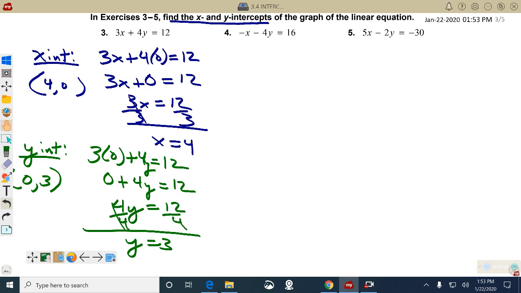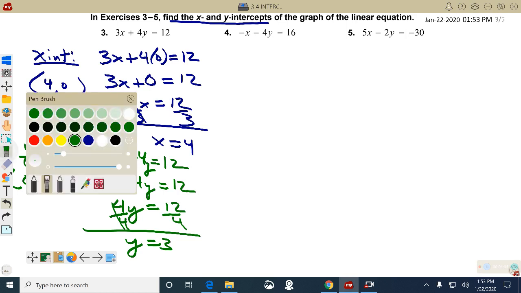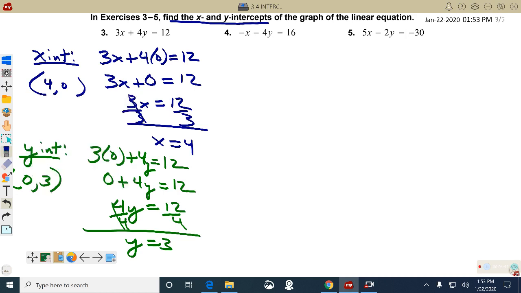Number 4. Let's find the x-intercept and y-intercept. So let's find the x-intercept first. So number 4, I'll put x-int. Wherever I see y now, I'll replace it with 0. Watch this now. Negative x minus 4 times 0 equals 16.